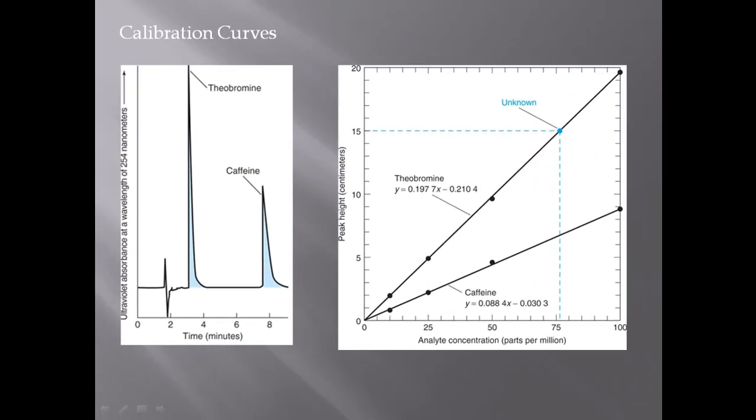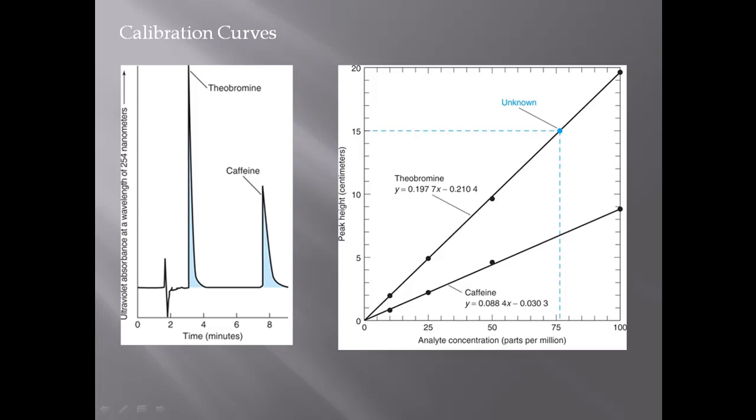To construct a calibration curve, you use standard solutions containing known concentrations of pure analyte and inject them into the column. In this case, we're going to use pure theobromine and pure caffeine to inject into the column. And we're going to measure the resulting peak heights. As I said in the previous slide, the lower the concentration, the lower the peak should be. The figure on the left shows a chromatogram of one of the standard solutions. And of course, the figure on the right shows the calibration curves made by injecting these solutions.